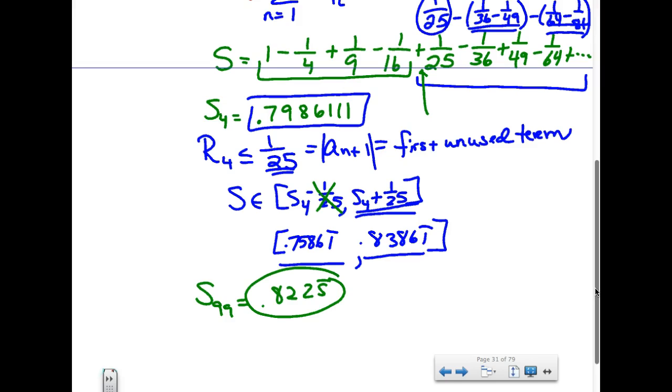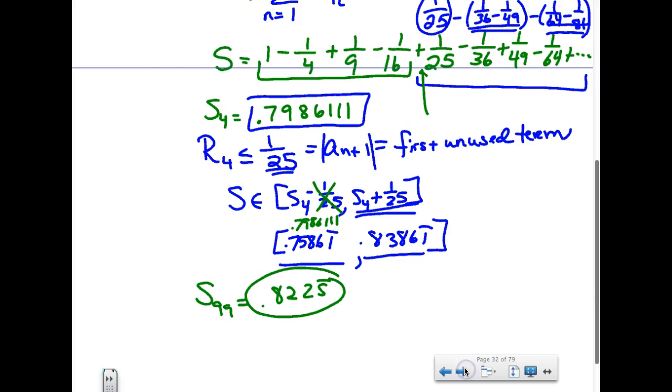I know it's not going to go below 0.798611, really, because the first unused term is going to be bumping it up, not down. Does that make sense? But that's the refinement on the alternating series remainder. It actually says your window is your partial sum plus or minus the first unused term. So it seems pretty easy, doesn't it?